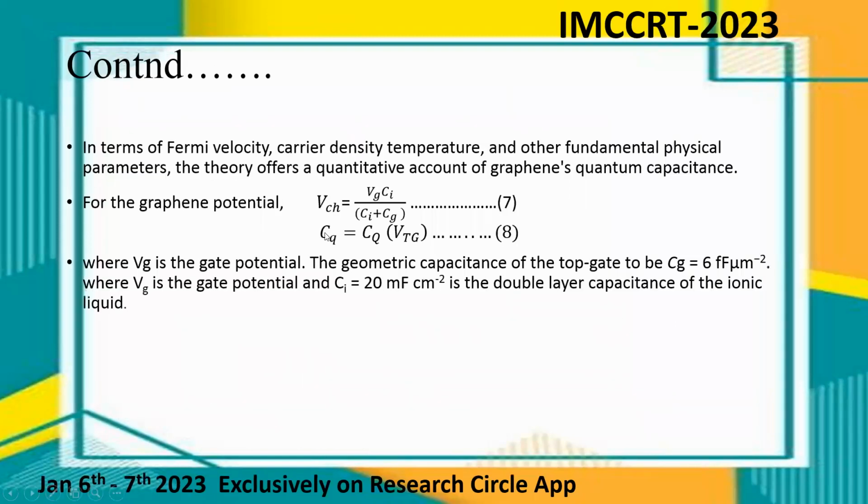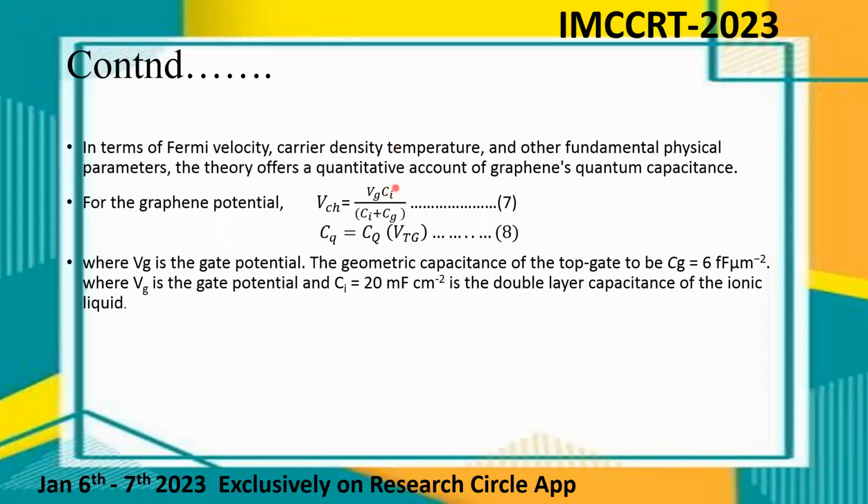Okay, we are continuing from our previous slide. In terms of Fermi velocity, carrier density, temperature, and other fundamental physical parameters, the theory offers a quantitative account of graphene's quantum capacitance. This equation is when we use graphene in graphene MOSFET, we will get a top gate voltage, which is VG here.